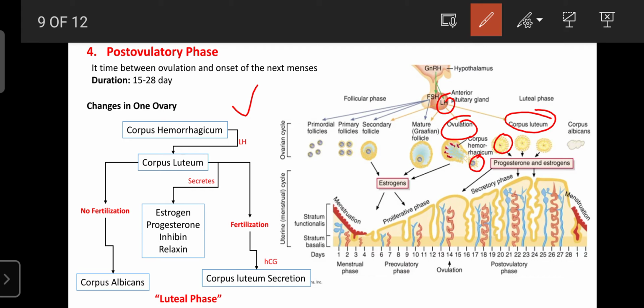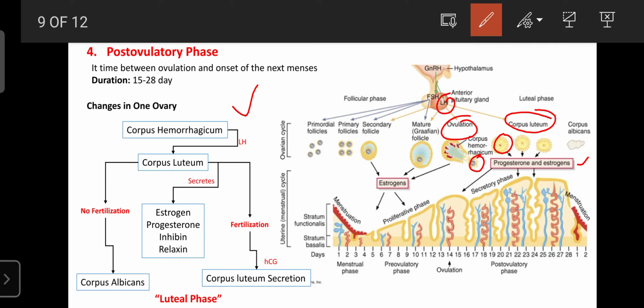The corpus luteum is one type of cell in the ovary. That cell is involved in the secretion of progesterone as well as estrogen, inhibin and relaxin. These hormones play an important role in the development of the embryo if fertilization occurs. Fertilization of the ovum with the sperm occurs under the influence of estrogen. After that, the ovum enters the uterus for development, which occurs under the influence of progesterone.